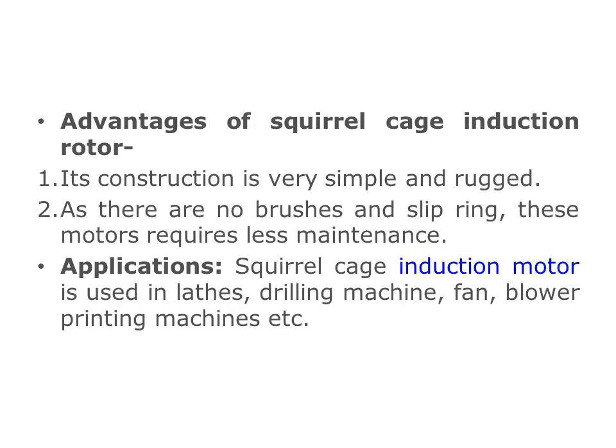Here are the advantages of the squirrel cage induction motor: the construction is very simple and rugged, and there are no brushes, so the motor requires less maintenance. Applications: it is used in lathes, drilling machines, fans, blowers, printing machines, etc. So 90% of induction motors are based on the squirrel cage rotor.